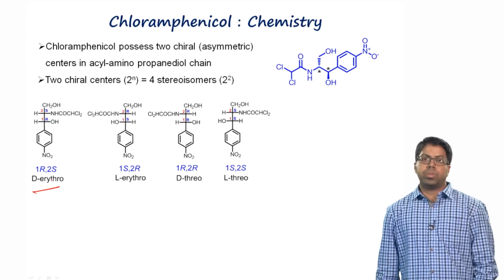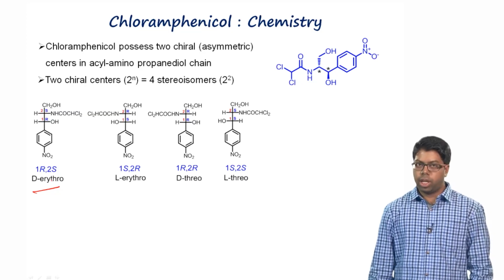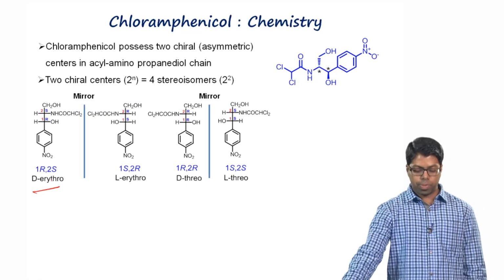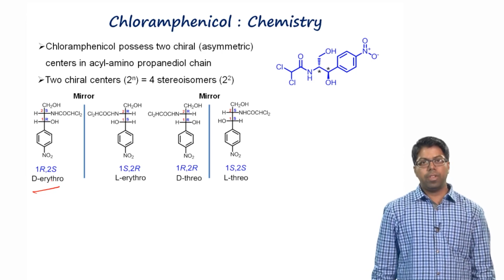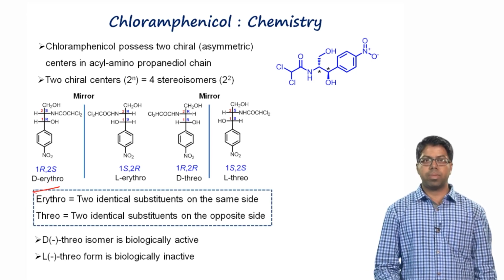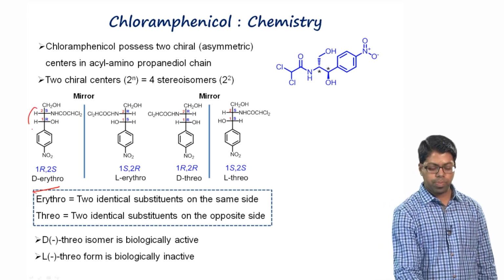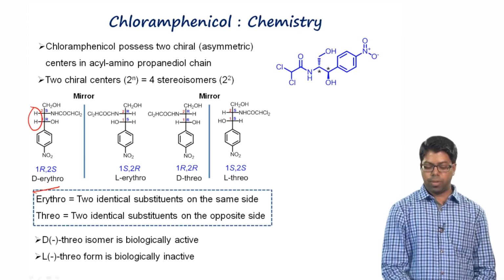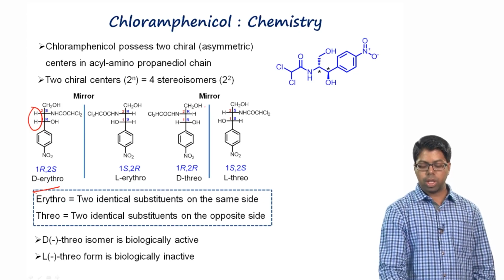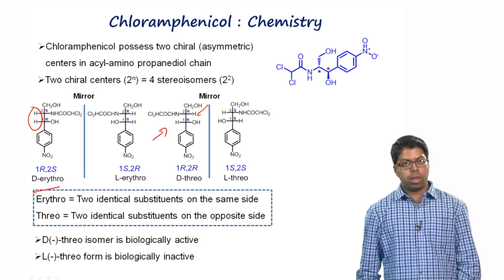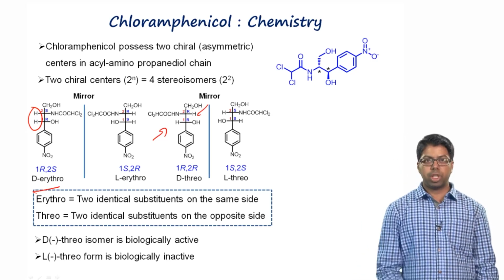Now, these stereoisomers can be further differentiated into erythro and threo isomers. An erythro isomer is one in which 2 identical substituents are present on the same side. Here the substituent is hydrogen. The 2 hydrogen atoms are present on the same side, whereas in the case of the threo isomer they are present on opposite sides. And if you look closer, these are mirror images of each other.